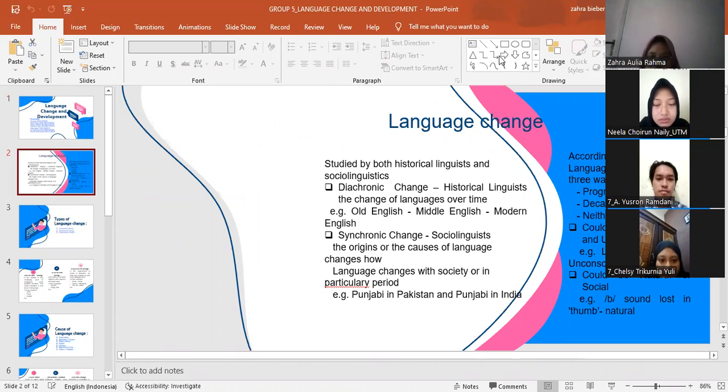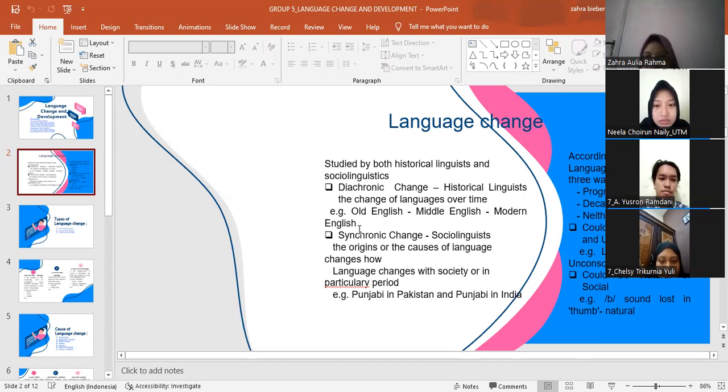The second one is synchronic change. A synchronic change in linguistics concerns the origins or the causes of language change, how language changes with society or in a particular period. For example, Punjabi in Pakistan and Punjabi in India.